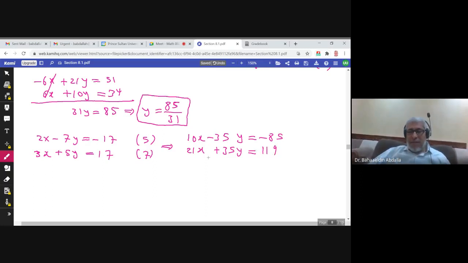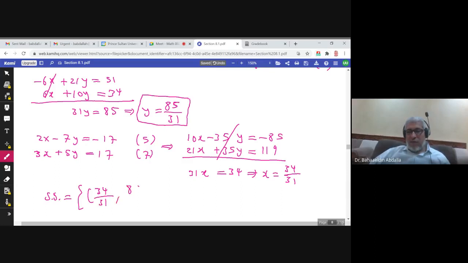Now you can see that if you add, y will be cancelled, and you will have 31x equals 119 minus 85, and that's 34. So what is the value of x? X is 34 over 31, so that's the solution set of this system. X is 34 over 31 and y is 85 over 31.